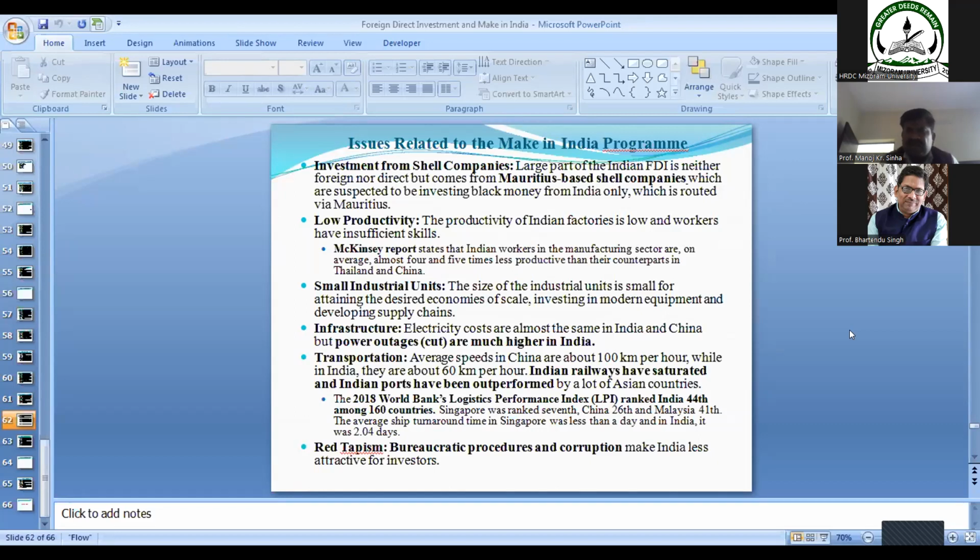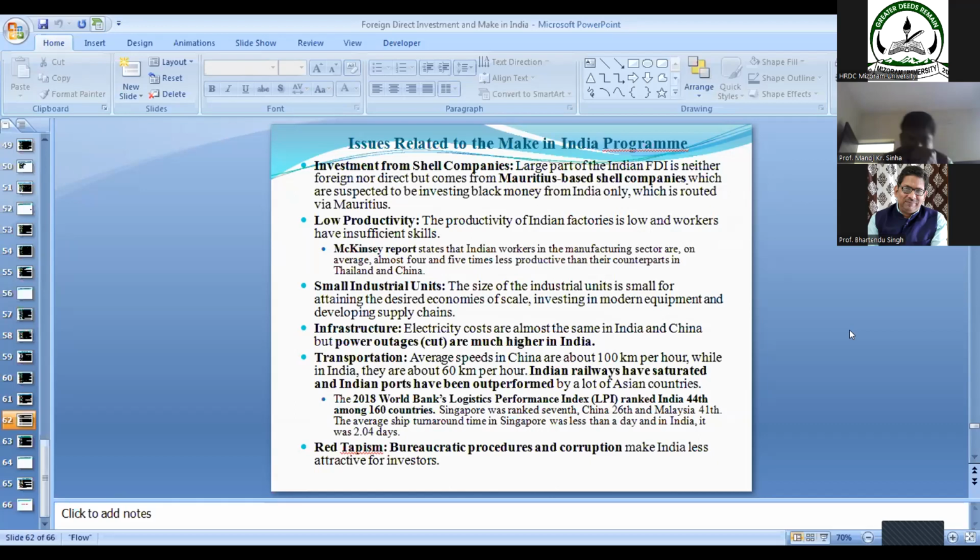Most of the FDI investment is from Mauritius-based companies. Basically, Indians have set up shell companies there, and investment is routed through them. These Mauritius-based shell companies are suspected of investing money back into India that originated from India only, routed through Mauritius and Singapore. We can also see low productivity.